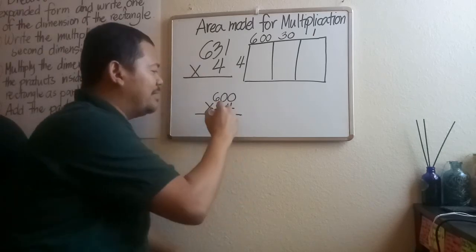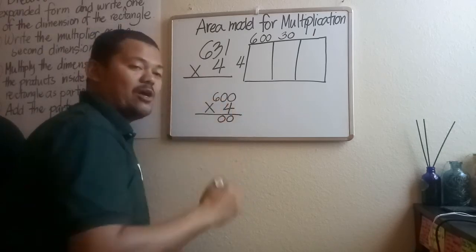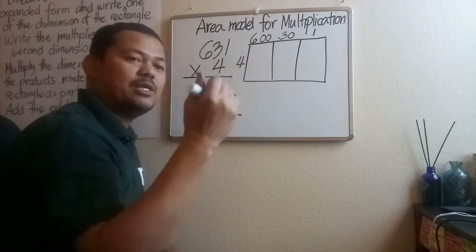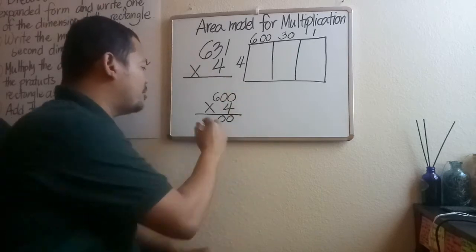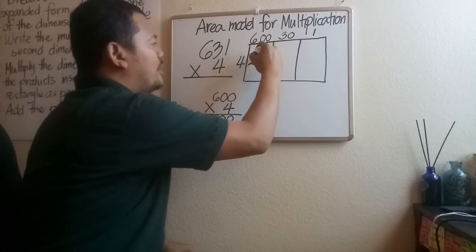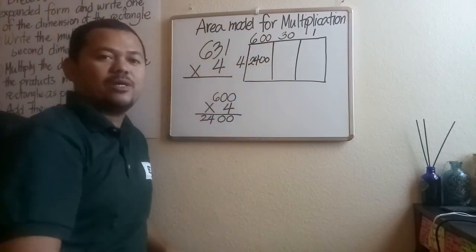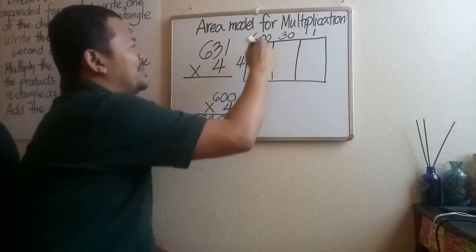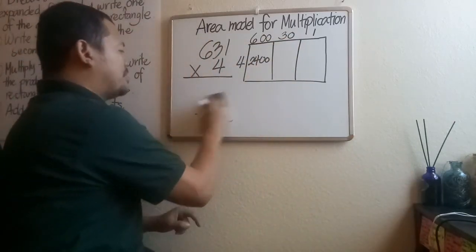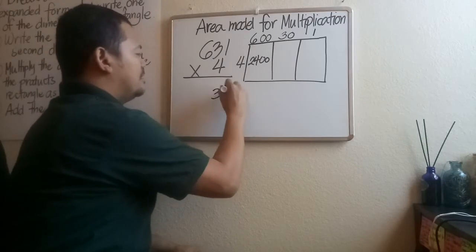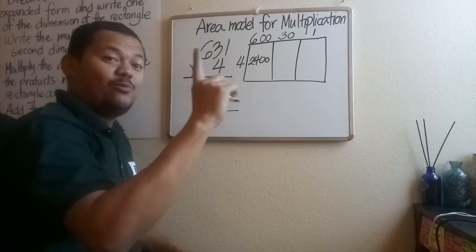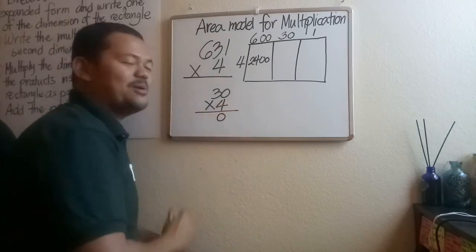Then proceed multiplying. 4 times 6. Let's count by 4. 4, 8, 12, 16, 20, 24. How much? It's 24. So right here, 24. The answer is 2,400. Okay? Next, 30 times 4. How many zeros can you see?